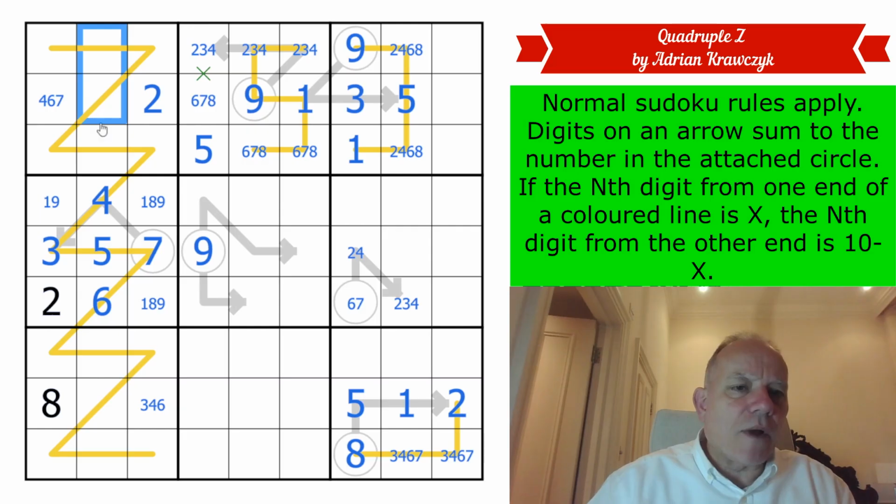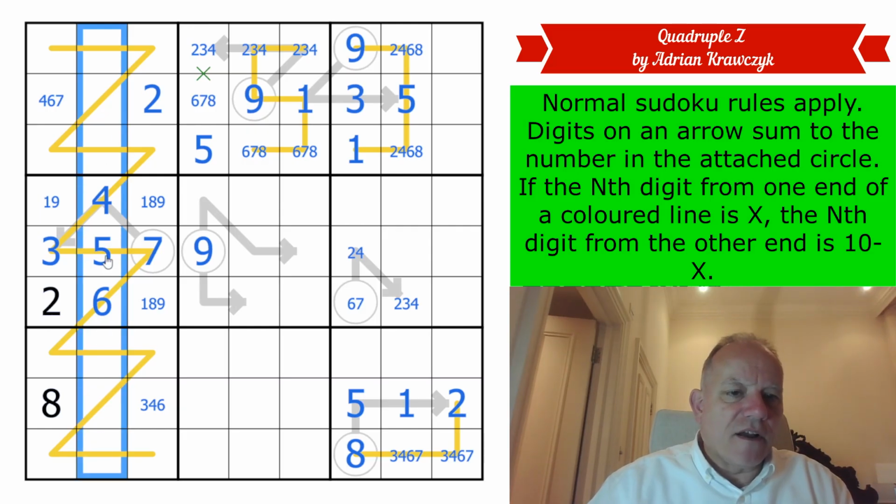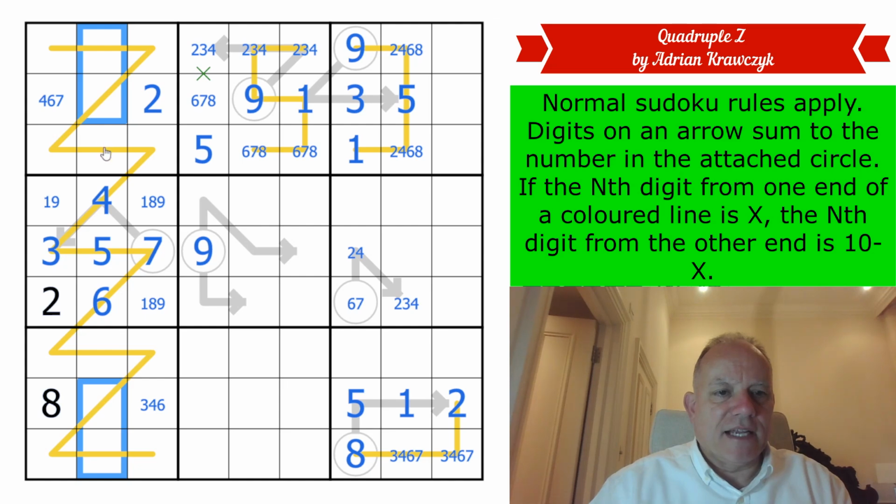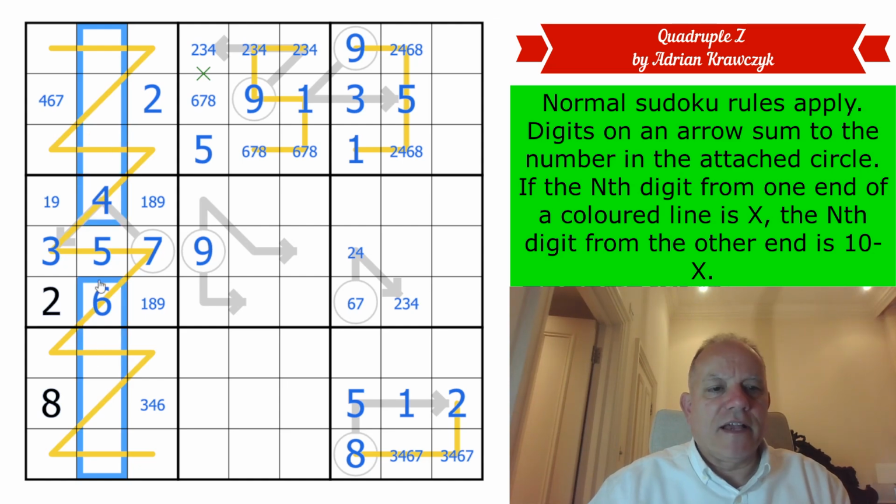Oh, here's another way I could have known that 5 was in this cell. I've only just worked this out. That is the 10 reflection of that. That is the 10 reflection of that, etc., etc. And that uses up all the 10 reflections there. I didn't figure that one out.